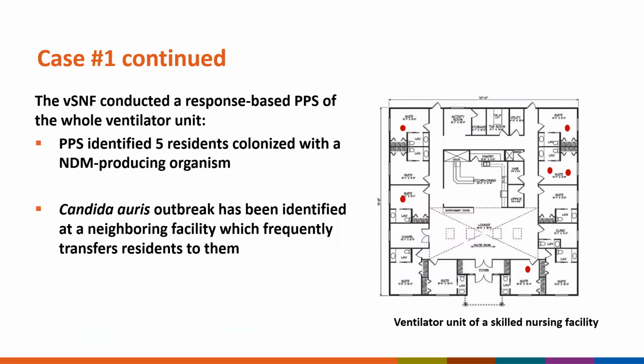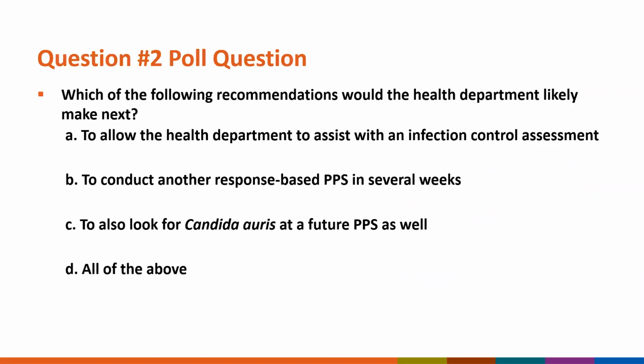All right, so case one continues. Our VSNF conducted a response-based PPS of the whole ventilator unit, and the PPS identified 5 residents colonized with an NDM-producing organism. In addition, there's a Candida auris outbreak in a neighboring facility which frequently transfers residents to them.